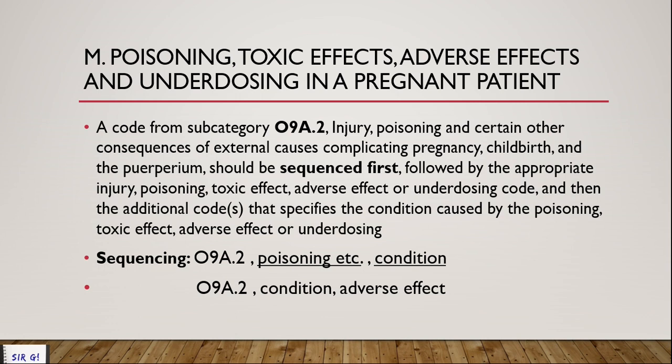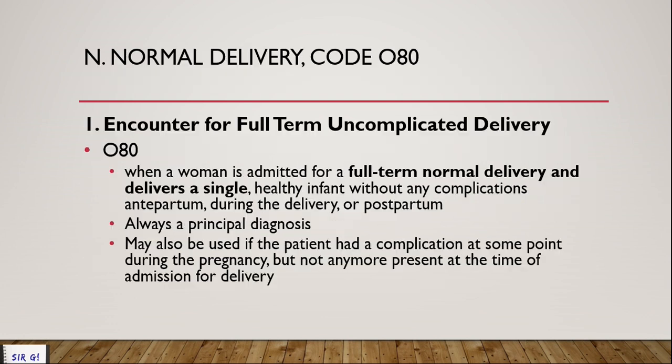If it's poisoning, guys, remember your guideline for poisoning: code the poisoning code first, followed by the condition. But for adverse effect, you need to code first the condition, followed by the adverse effect. I will further discuss poisoning, toxic effect, adverse effects, and underdosing when we discuss your chapter 19. But I already discussed this in your tabular list, when I discussed your table of drugs. I already gave you a hint what your sequencing should be.